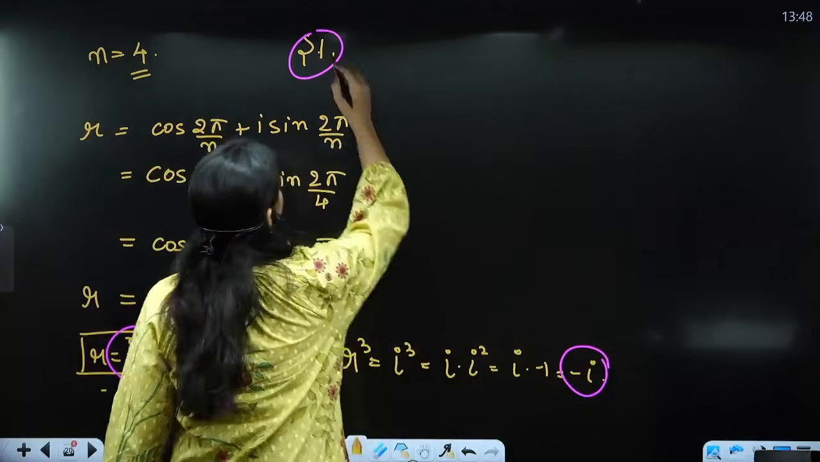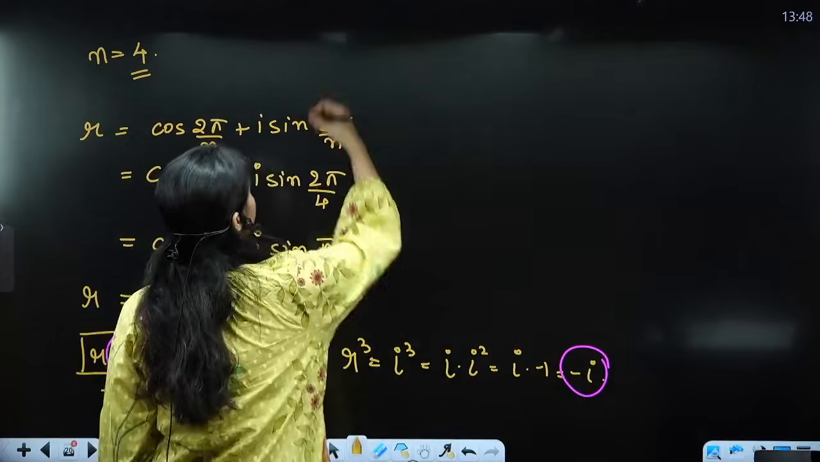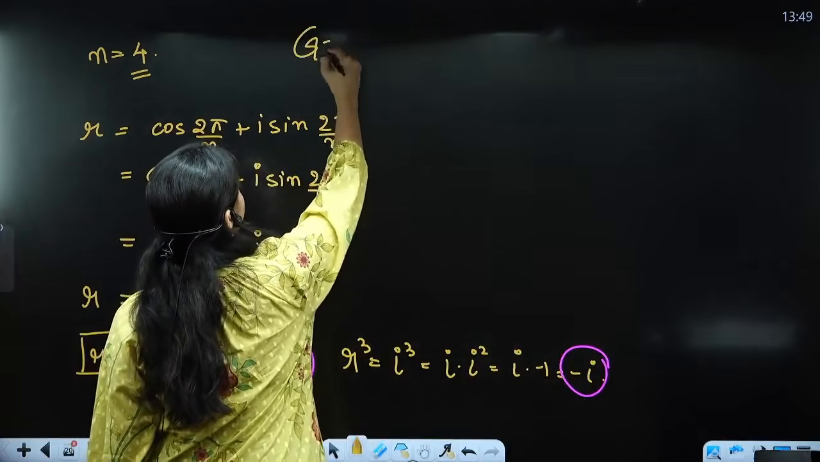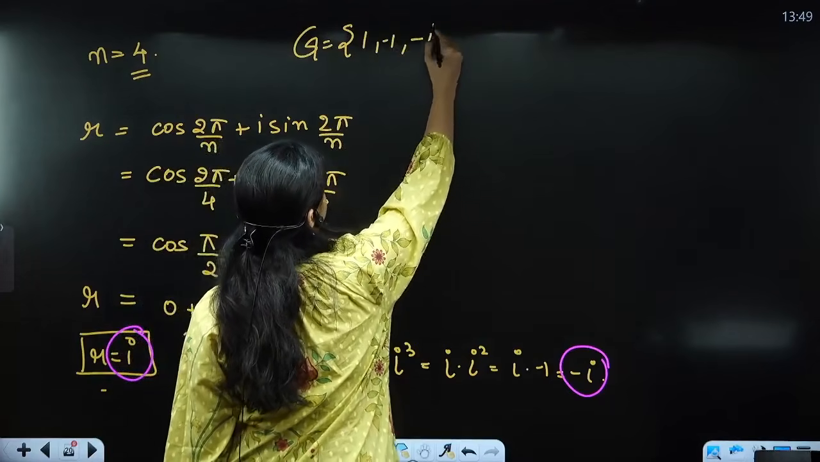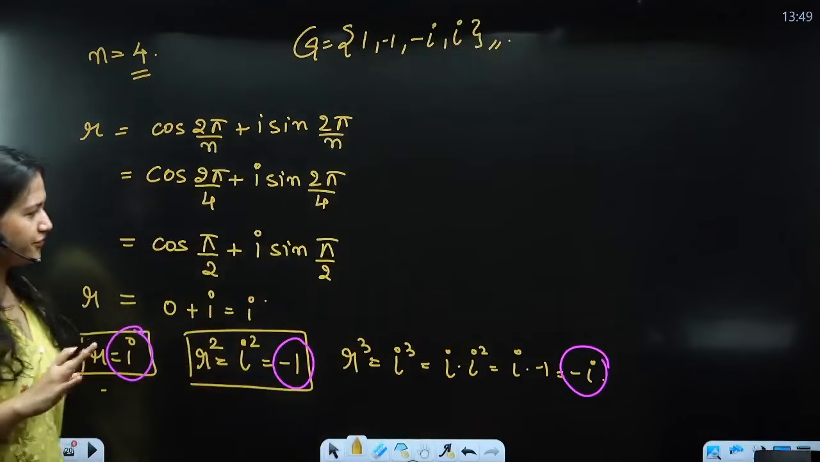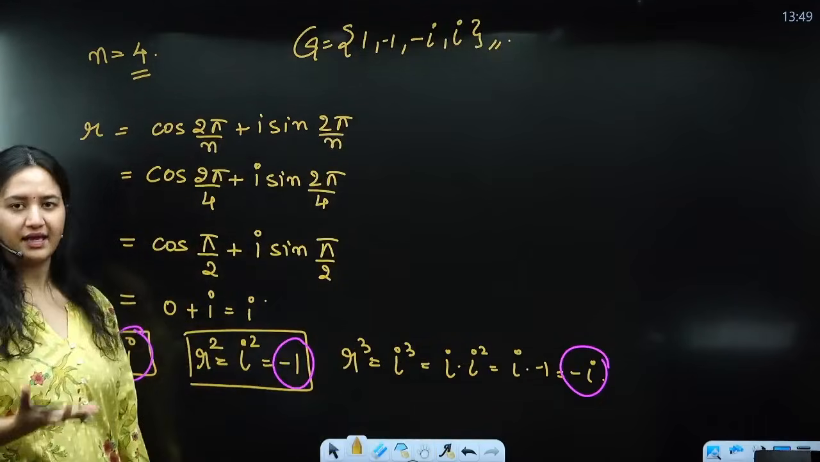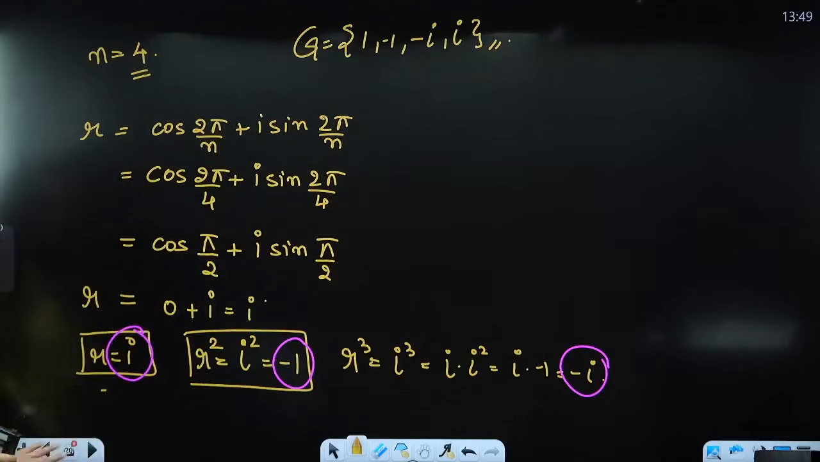Clear? So this is the group. And similarly you can find the group of any nth roots of unity. So this is 1, -1, then minus iota and iota. Clear? The proof of whether it is abelian or not, all that we'll be seeing afterwards. All right. Chalo, moving on.